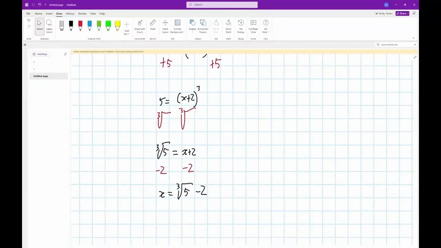And just on the calculator, just to get a ballpark of where that is, the cube root of 5 minus 2 is going to be negative 0.29 there. So a pretty small number there.